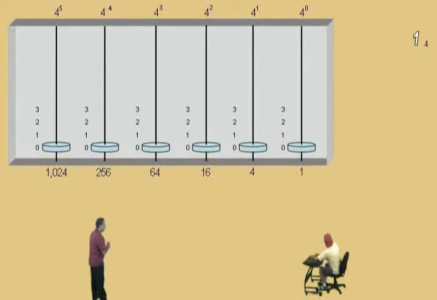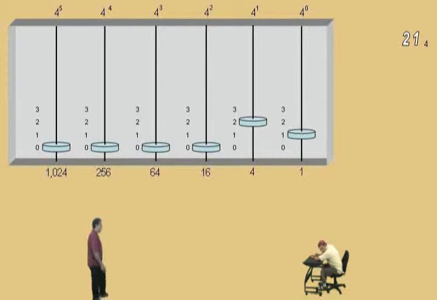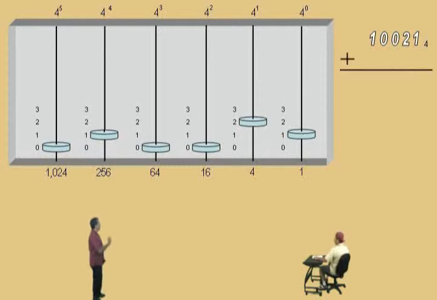We'll put our 1s in our 1s place, 4 to the 0 power, right? And now we'll put in a 2 in our 4 to the first power place value. We'll put a 0 in our 4 squared, a 0 in our 4 cubed, and a 1 in our 4 to the 4th power. Okay, to this base 4 number, we're going to add 3202, base 4, of course.